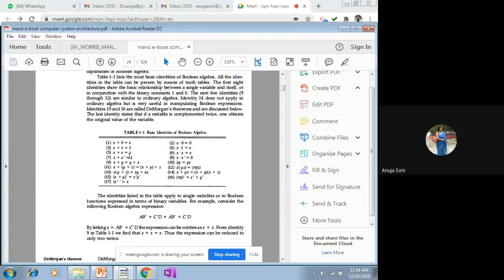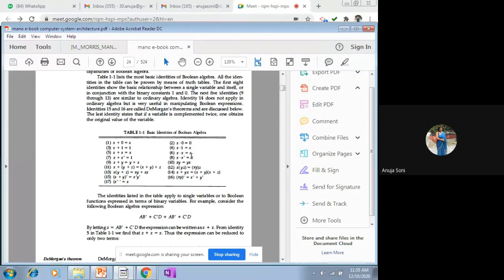X plus x will be equal to x. In the mathematical form, x plus x would have been 2x, but it is not 2x here, because this plus represents the logical OR operation. So x plus x will always be equal to x. Meaning 0 plus 0 will be equal to 0 and 1 plus 1 will be equal to 1. 1 plus 1 means if at least one is true, the result will be true; in this case, both are true, so the result will be x.